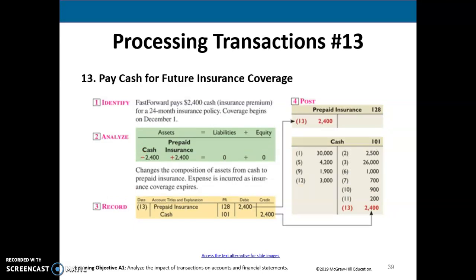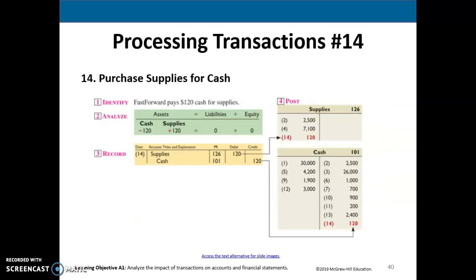All right, the next one is insurance, paying cash for future insurance coverage. This is where we're going to look at a prepaid. So we paid $2,400 cash for a 24-month insurance policy. The transaction will decrease the cash account, and it's going to increase our new account called prepaid insurance by $2,400. So we're going to decrease the cash account with a credit. We're going to increase prepaid insurance because it's an asset with a debit. Then we're going to post them respectively just like we have.